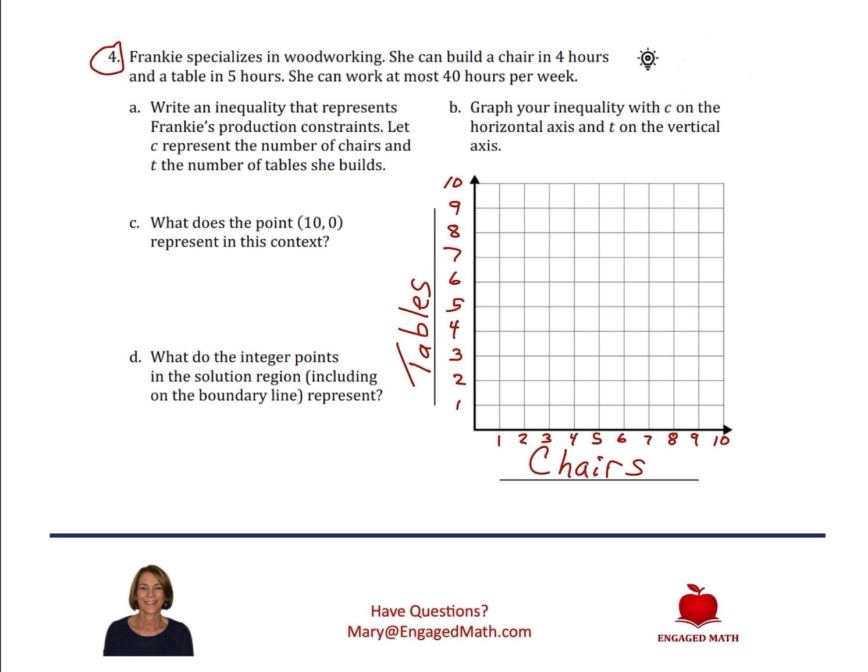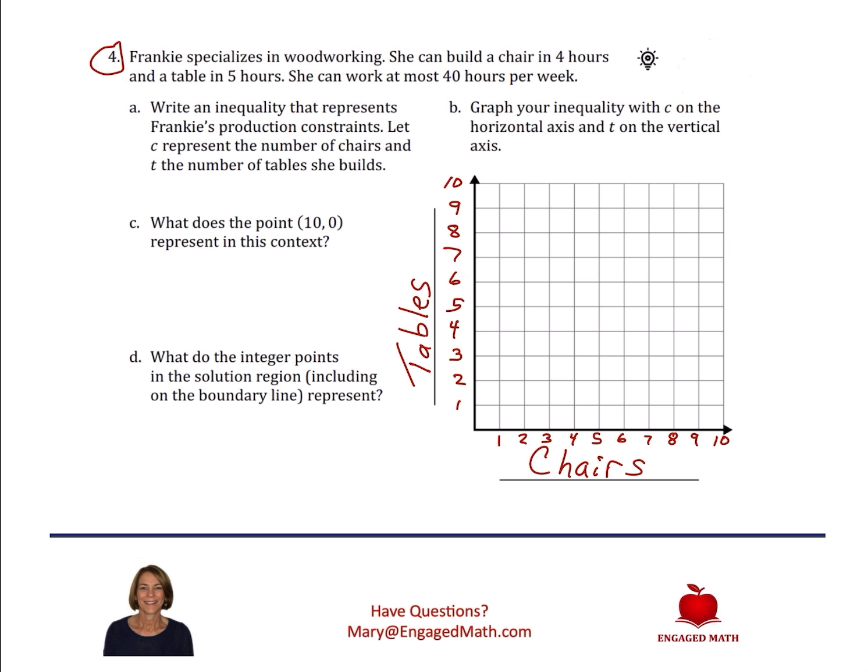So, in this situation, we have a real world example, and we're going to use our understanding of inequalities to really better understand this real world example. So, we're going to write an inequality to represent Frankie's production constraints. Remember, C is the number of chairs that Frankie can build, T is the number of tables that Frankie builds.